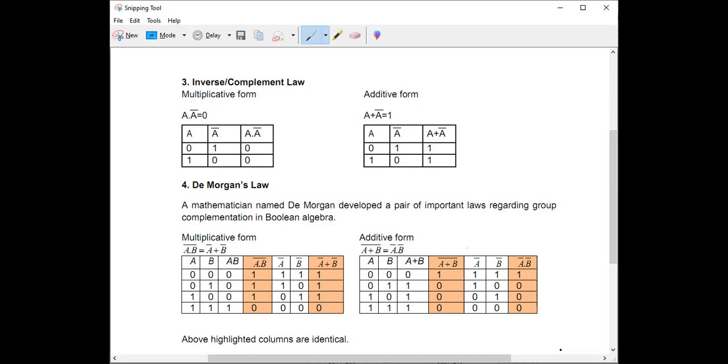So these colored columns show why it is equal, so you are getting the same output. Because of that, you have to prove these laws, right? Prove whether these laws are correct, by using the truth tables. Okay, take them down, and after finishing, raise your hand or send me a message.